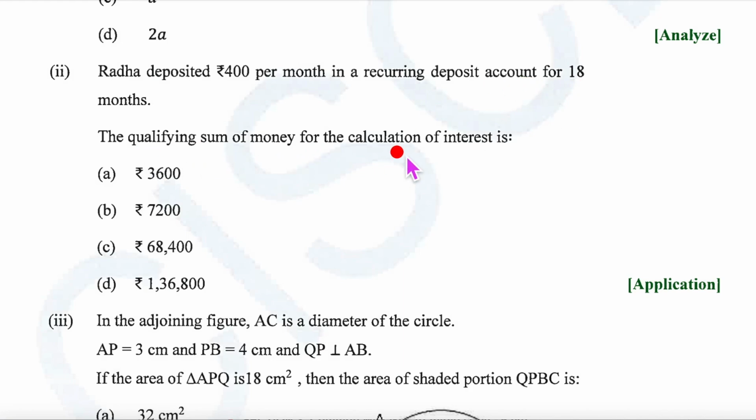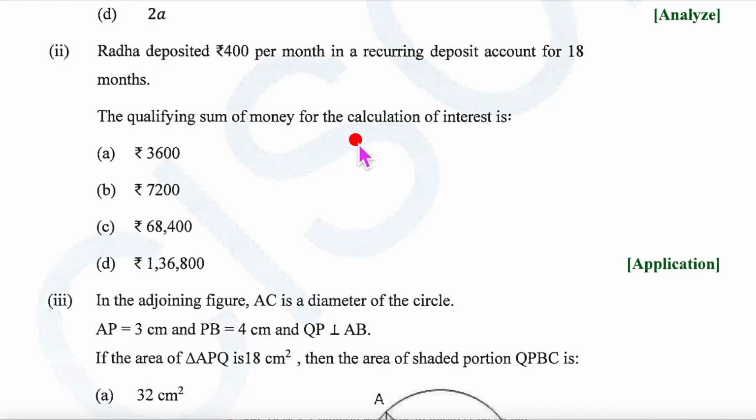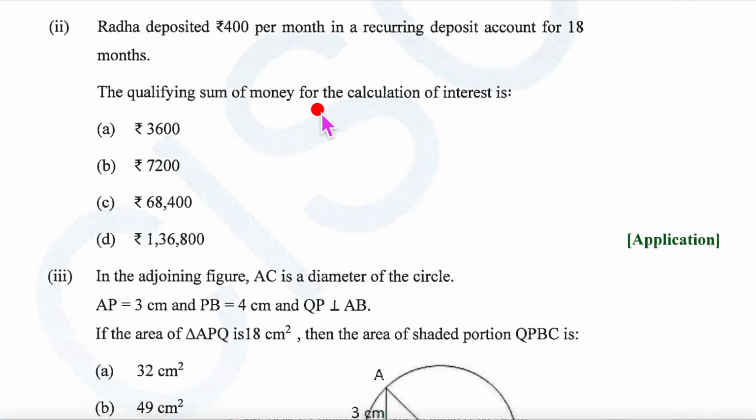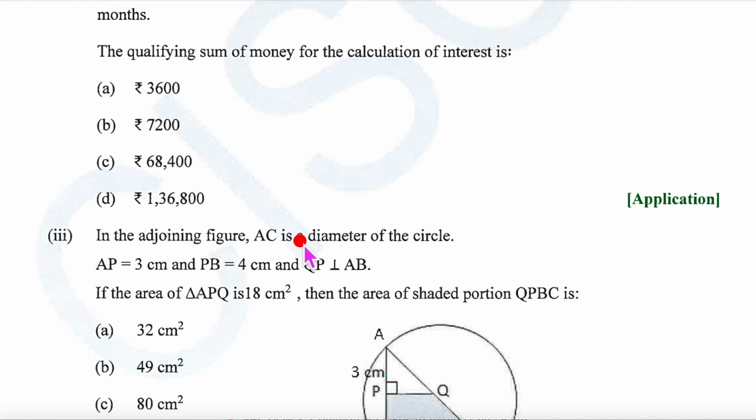Now Radha deposited 400 per month in a recurring deposit account for 18 months. The qualifying sum of money for the calculation of interest is going to be P into N plus 1 upon 2. That is the qualifying principle for the calculation of interest. We have PRT upon 100, so it becomes P into N plus 1 upon 100 into R into 1 upon 12. That is our formula for interest, right? Now we have prepared, so I'm not writing it down. So we have to substitute. P means 400, N is 18 into 19, that whole thing upon 2, and we'll have to evaluate that to get which is the option.